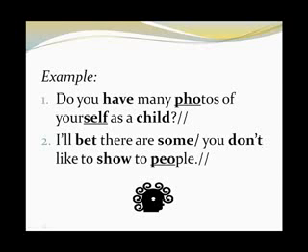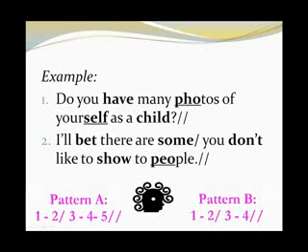Now sometimes you can read a sentence with more than one pattern and still sound natural. For example, I could choose to stress in the second half of the sentence only like and people. The result would be like this. I'll bet there are some you don't like to show to people. That is at a very fast tempo because now I'm only stressing two content words in that final thought group. Both ways are natural and both ways are acceptable.